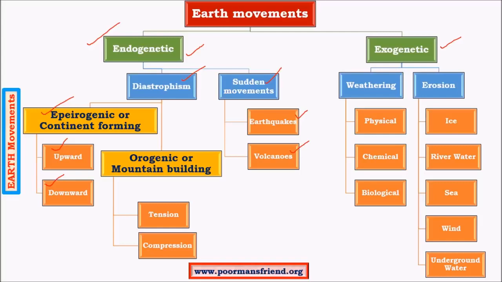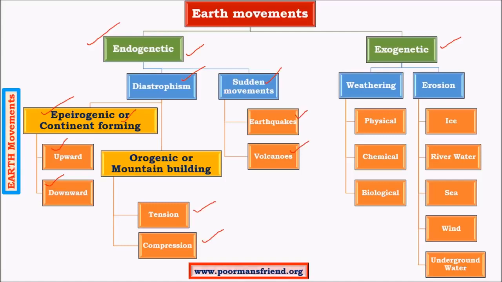And then orogenic or mountain building movements. There are two movements involved. One is tension, the other one is compression. So tensile forces result in fracturing of Earth, whereas compressive forces result in folding of Earth. We'll see that in detail. So orogenic movements mainly occur along the plate margins, that is the boundaries of the plates, whereas the epeirogenic movements occur within the plate region, that is within the interiors of the plate region.